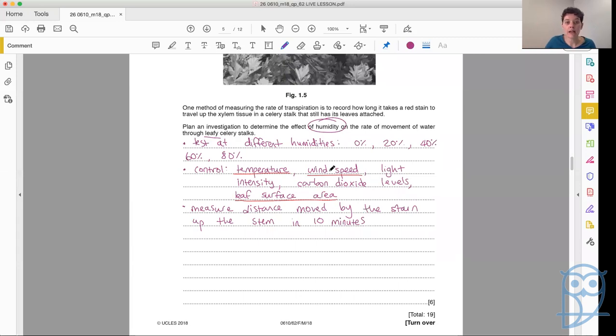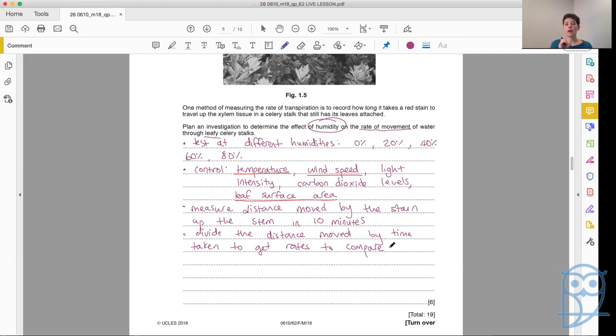Now they want us to actually investigate here the rate of water movement. So measuring the distance isn't actually enough. We have to then calculate the rate. So rate is distance over time in this case. So we would divide the distance moved by time taken to get rates to compare.